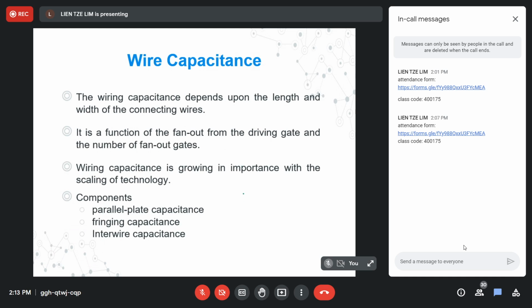if we have more than one inverter, this is an inverter, and then at the output, this inverter will drive another inverter. This output of the first inverter will drive the second inverter. The second inverter can be multiple inverters. So the number of fan out gates is meant by this. All these inverters, the gates here, are driven by this driving gate. The first inverter, we call it the driving gate.